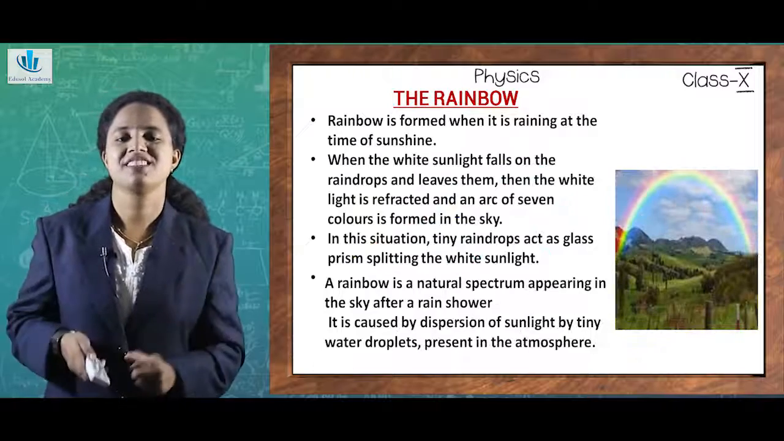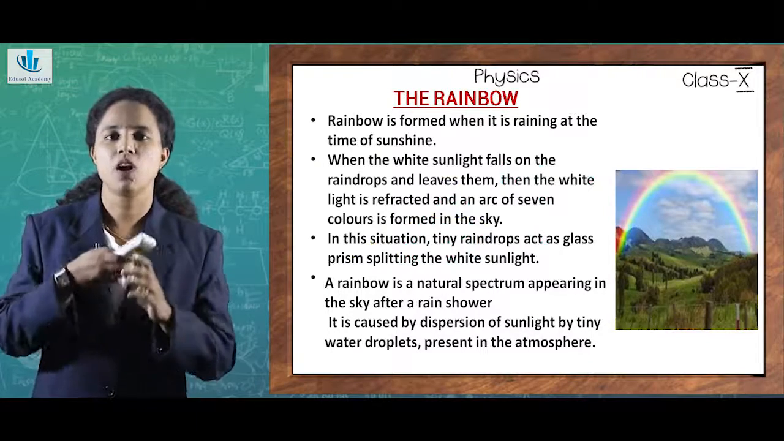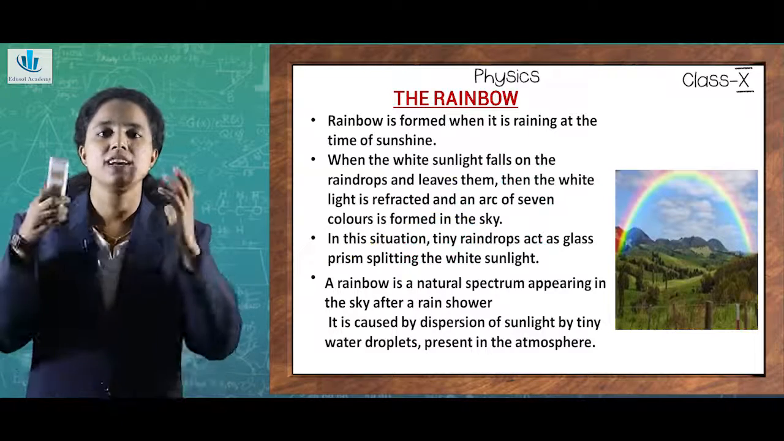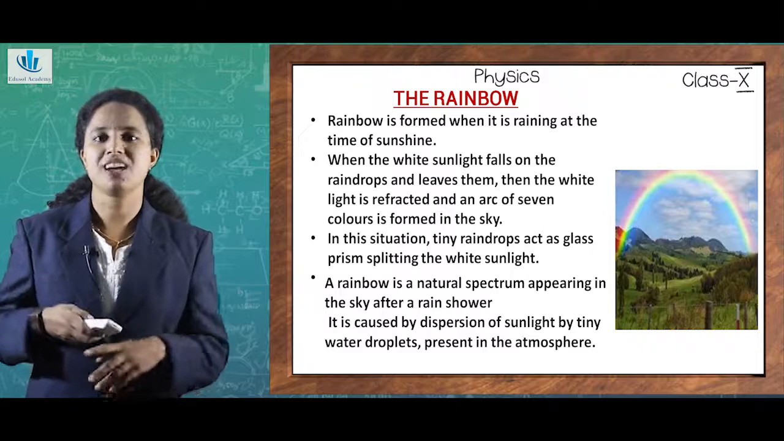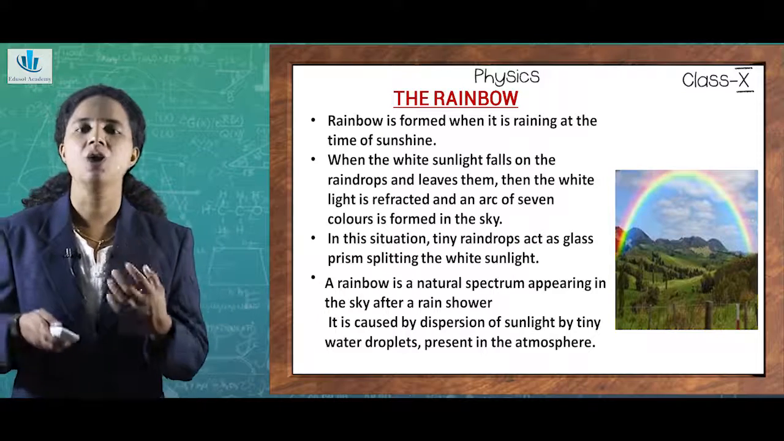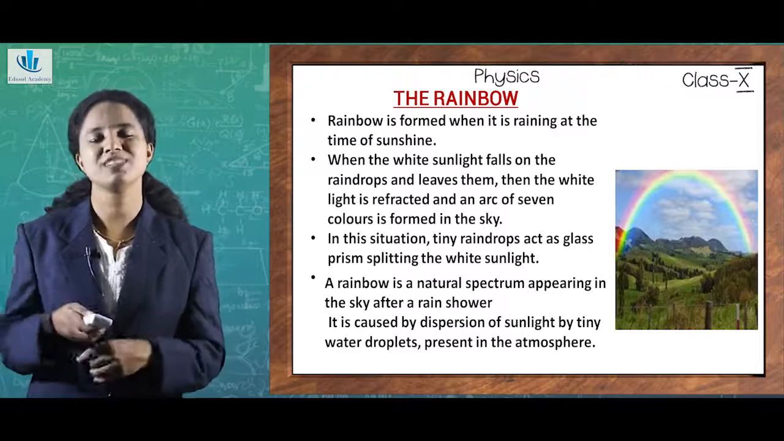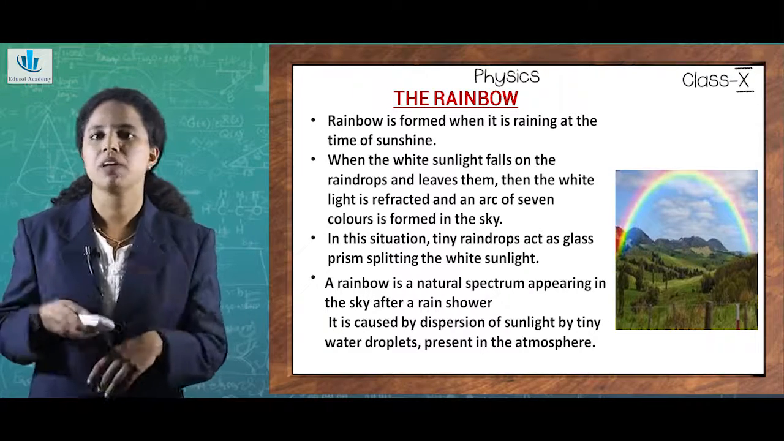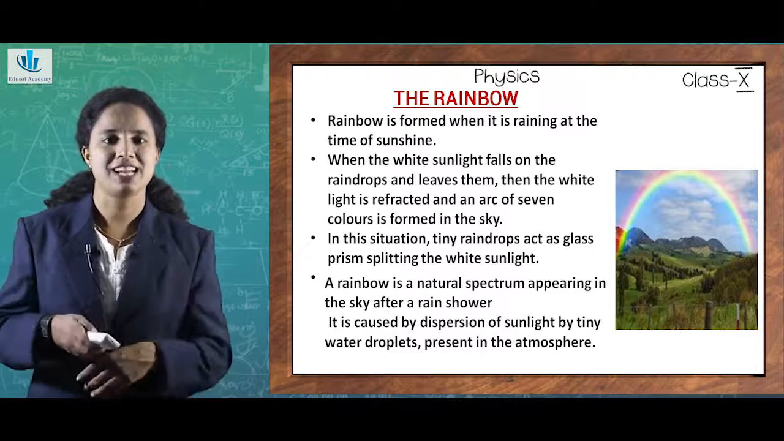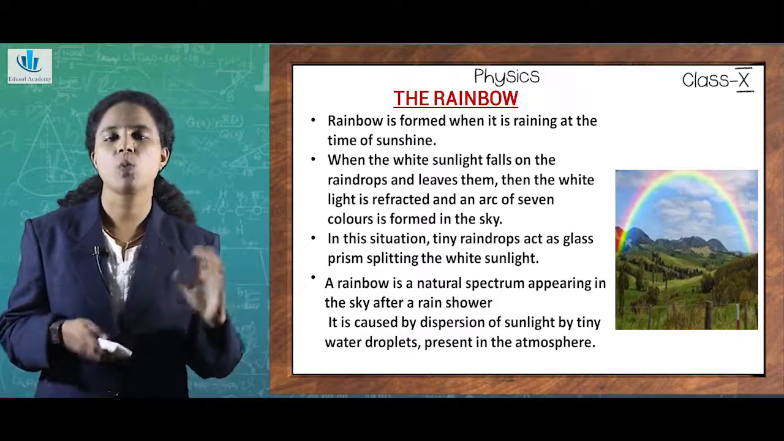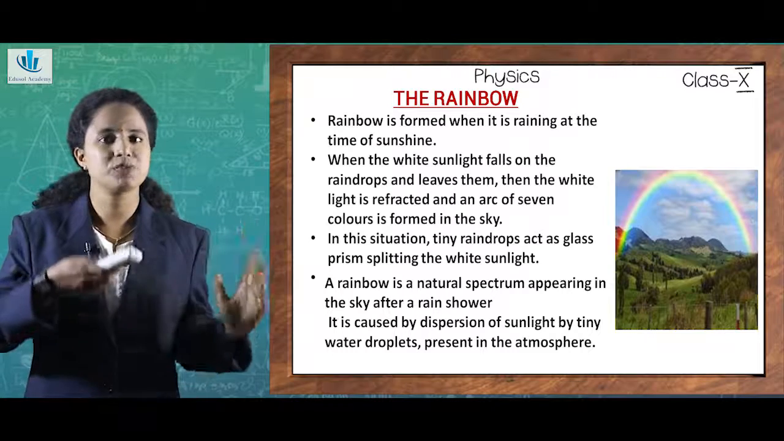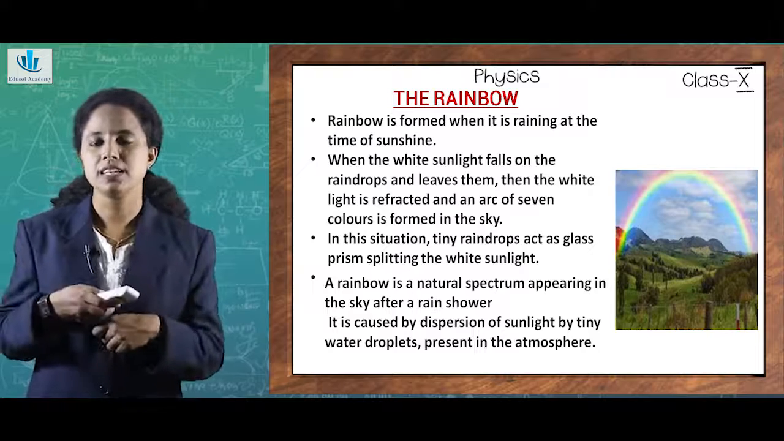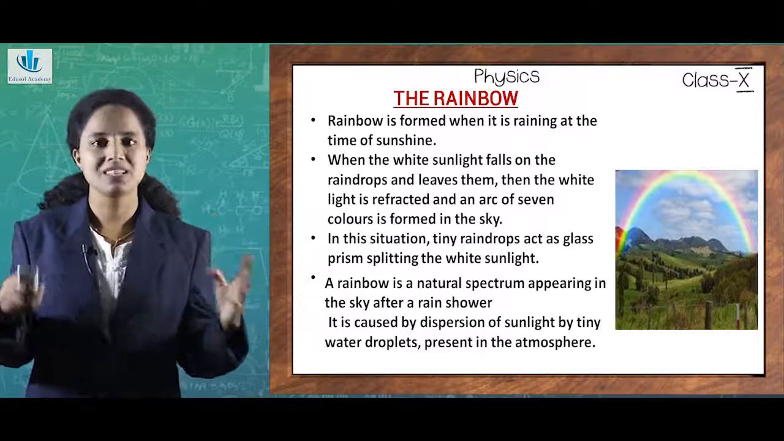So, now we can analyze the rainbow, a phenomenon that has excited us all throughout our childhood. How is a rainbow formed? What is the physics or science behind the rainbow? You may have understood that it is caused by the dispersion of sunlight, isn't it? So how or when is it formed? Mostly a rainbow is formed when it is raining at the time of sunshine, isn't it? So they should come simultaneously.